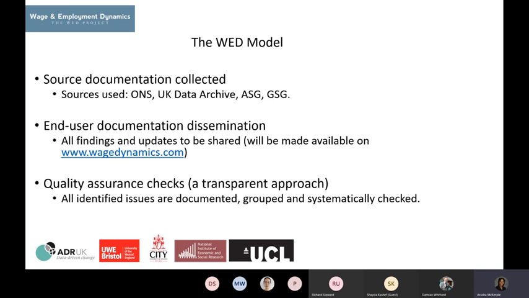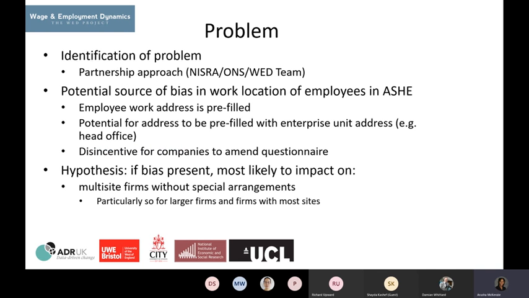And at the end, we do plan to have all end user documentation disseminated and shared through our website. And our quality assurance checks will be done with a very transparent approach. So we are documenting and grouping and systematically checking all the issues that we are so far identifying with our work. I'll now pass on to my colleague, Damian.